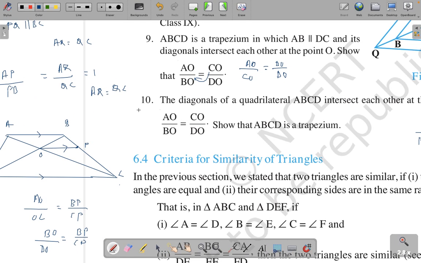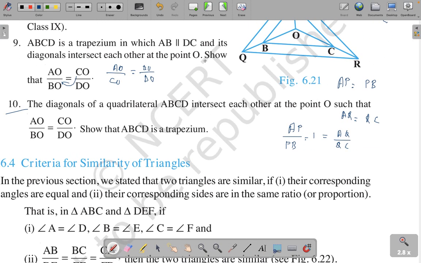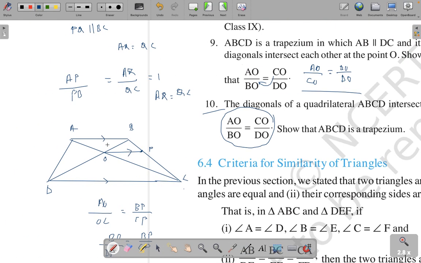Now 10 is the converse of 9. Same question. You can draw a random figure, but you have to prove that it is a trapezium. So we don't specify that it is a trapezium; let this be a quadrilateral ABCD. You are already given this, so you have to prove the converse, which means you have to prove that AB is parallel to DC.